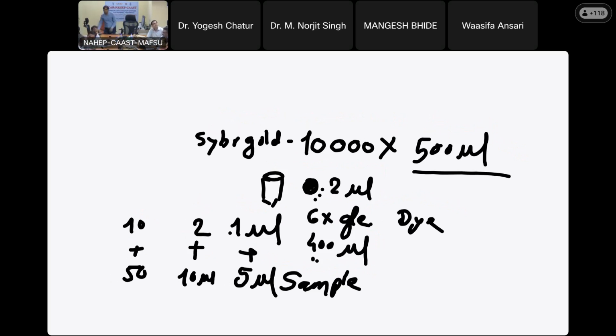Okay, is there any question? We are already using a GoTaq master mix, that is a green master mix. So there also we don't need to put EtBr in the gel. But when we have to send the samples for sequencing, then we cannot use this master mix.